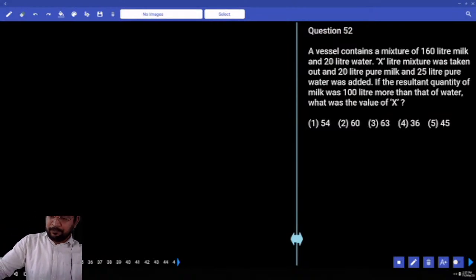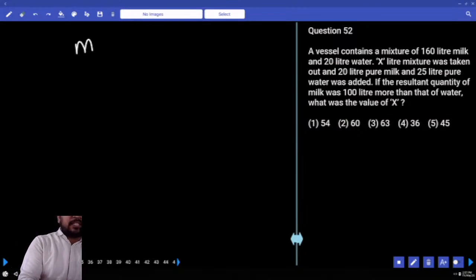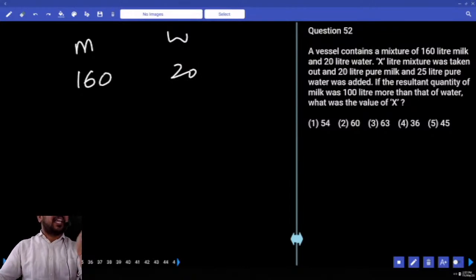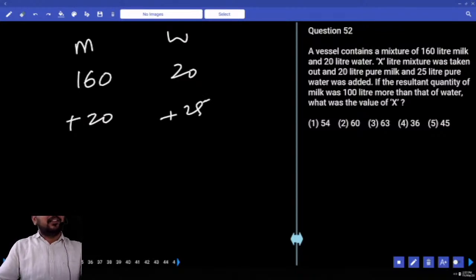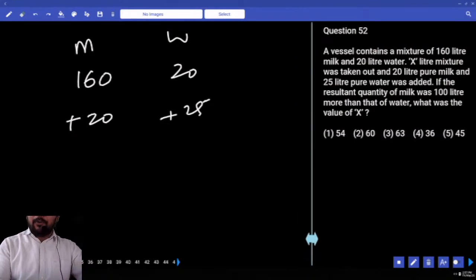Now look here, all of you. Are you ready? Initially, how many liters of milk is there? How many liters of water is there? Some mixture was taken out. We don't know how much mixture was taken out. After taking it out, they added 20 liters of milk and 25 liters of water. And how much are you adding? 45. I am going to assume that 45 liters was withdrawn.